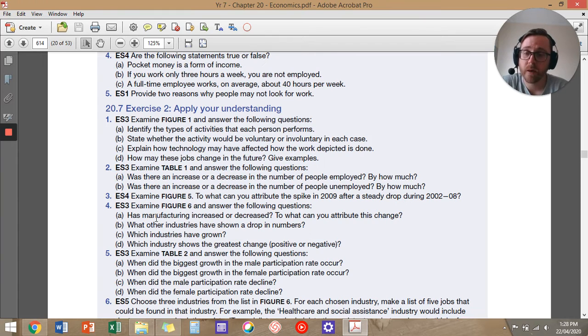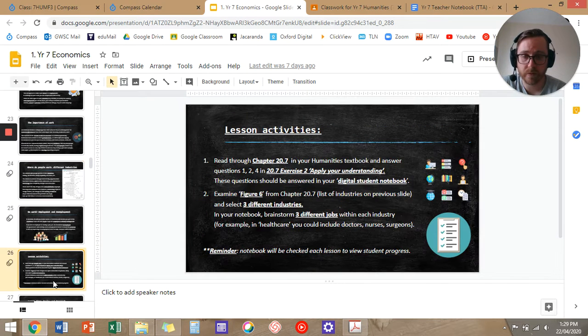So look at that. What other industries have shown a drop in numbers? So you're going to have to read the graph and see which numbers have decreased over time. So look at the line, look at where the colored dots on the line are to see if they've increased or decreased. Which industries have grown, so have increased in numbers, and then which industries show the greatest change. So that's a positive or a negative change. Which one has changed the most dramatically? And that's all you have to do for those chapter 20.7 questions.